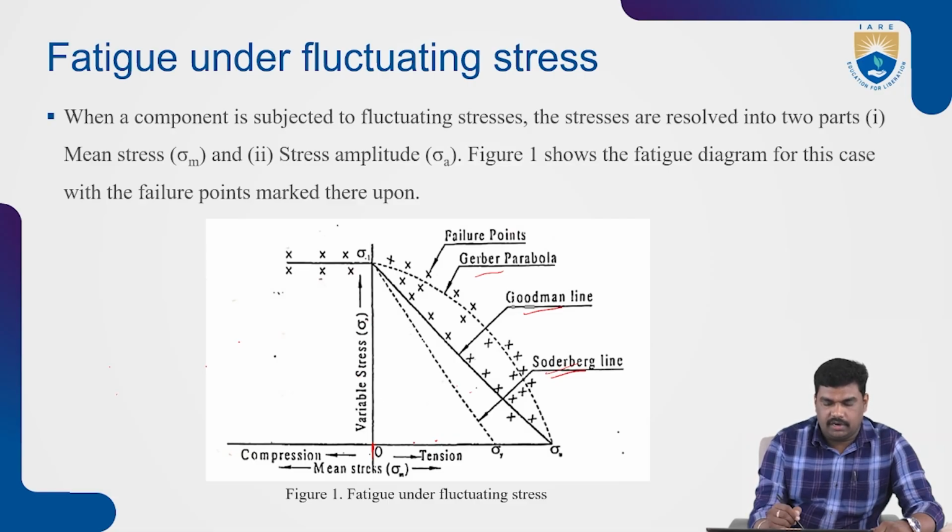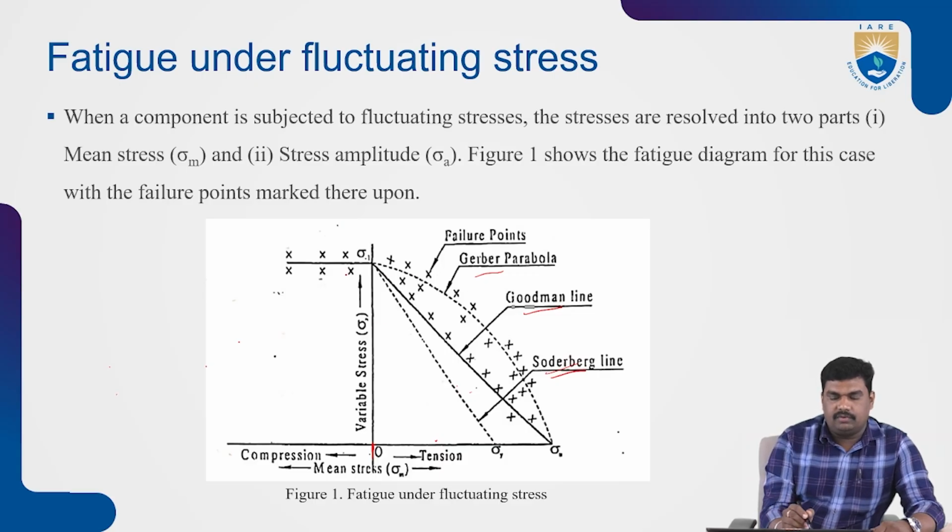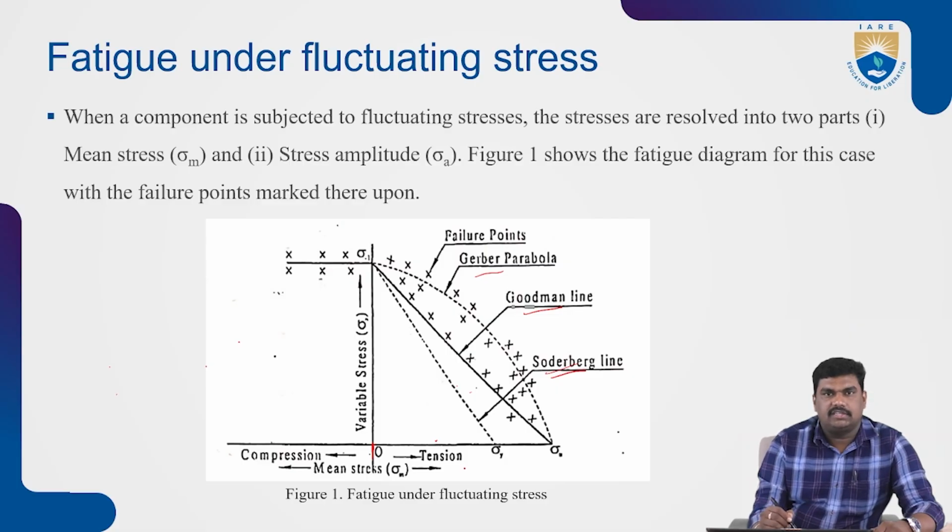So sigma A, and this is your sigma M. This is the variable stress. As I said, it is the difference between the maximum and minimum, the average difference: sigma max minus sigma min, divided by 2. The mean stress is the average of maximum and minimum stress. The left side will be the compression point, and it will be similar. Now the right side is tension.